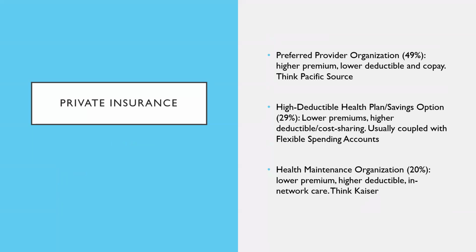Private insurance is broken up into a number of different systems. The most common is a preferred provider organization, which is similar to what we have through Pacific Source, where we are encouraged to use in-network providers. Then there are high deductible health plans, which are usually coupled with flexible spending accounts and make up about 30% of the private insurance. And that's the most common used in the Affordable Care Act health insurance marketplace. And there's also HMO like Kaiser.